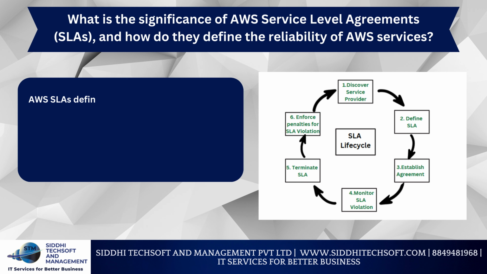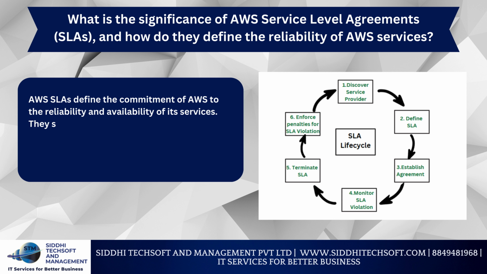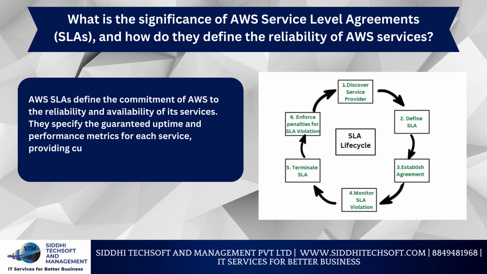What is the significance of AWS service level agreements, and how do they define the reliability of AWS services? AWS SLAs define the commitment of AWS to the reliability and availability of its services. They specify the guaranteed uptime and performance metrics for each service, providing customers with assurance and expectations for service reliability.